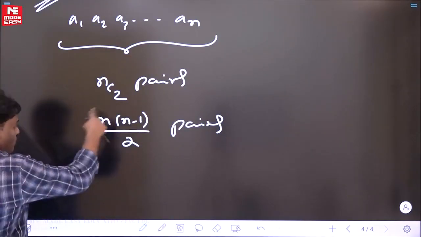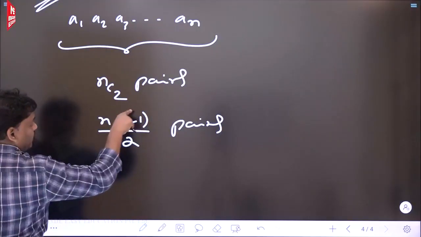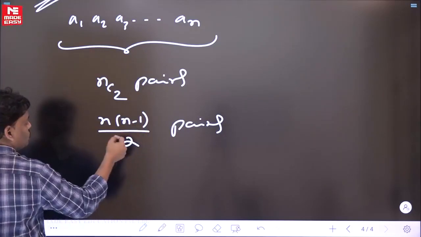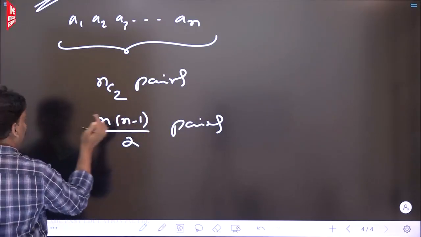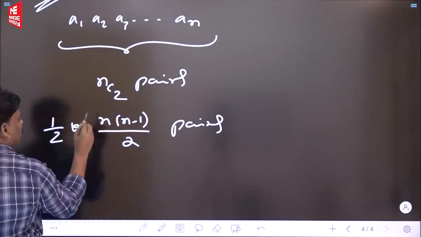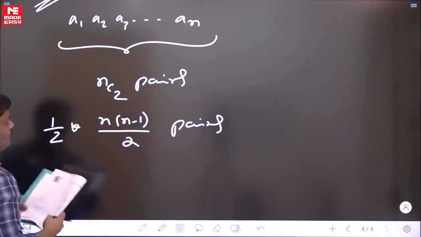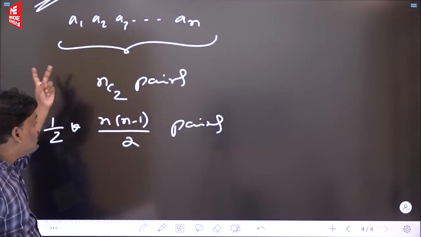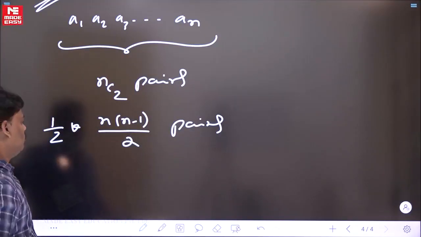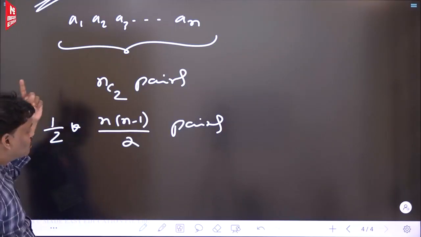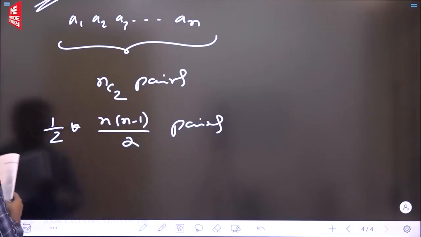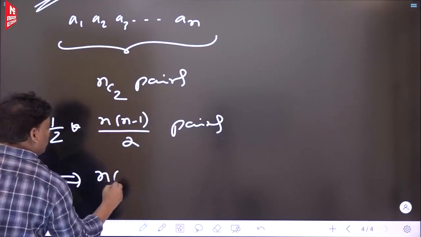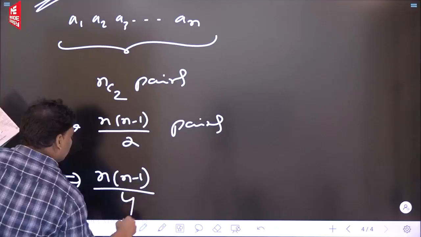These many pairs are there. Every pair may be an inversion, may not be an inversion. So the probability that a pair becomes an inversion is 1 by 2. So it is 1 by 2 into n into n minus 1 by 2 pairs, which is n into n minus 1 by 4. This is the answer.